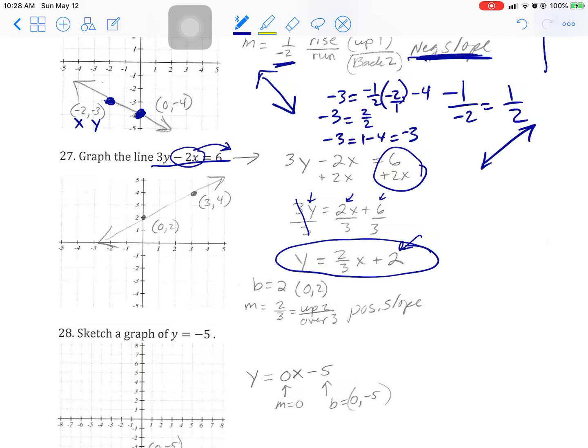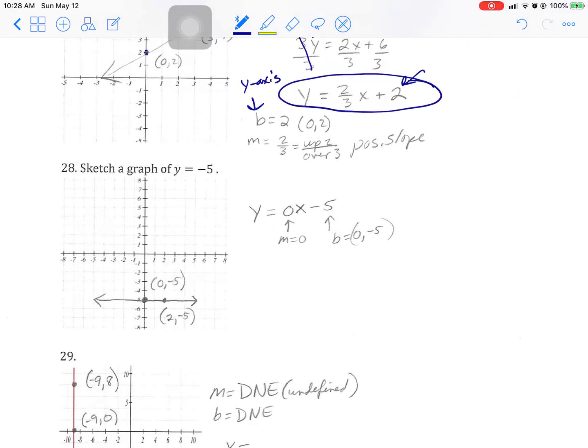So that's 0, 2. Go up to 0, 2. Remember, this is the y-axis, so your b is always, always, always on the y-axis. Okay. And then to find the other one, you go up 2 and over 3 to find another point.